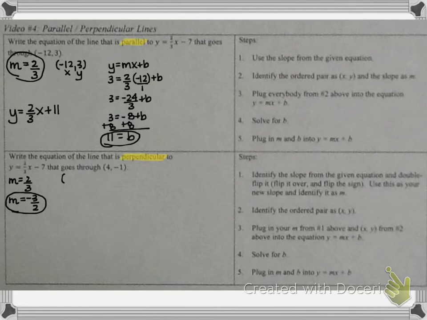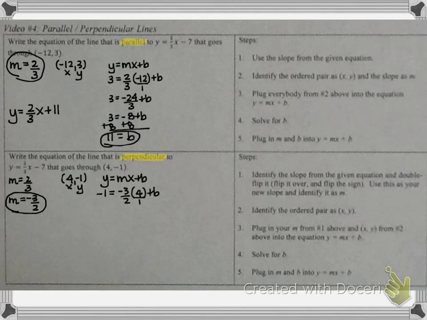Then I'm going to go ahead and take my point (4, -1). I'm going to identify it as my x, y. And now I do the exact same steps I did just a second ago. So y equals mx plus b. Plug everybody in. In this case, my y is negative 4. My m is the negative 3/2, so the double flip. And then the x is going to be 4 plus b.